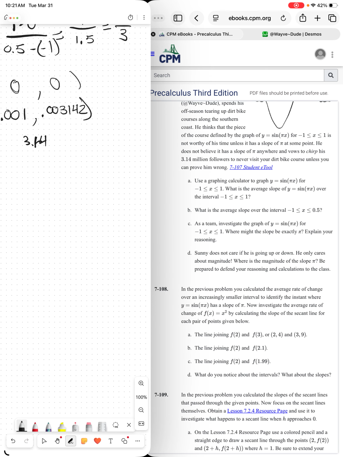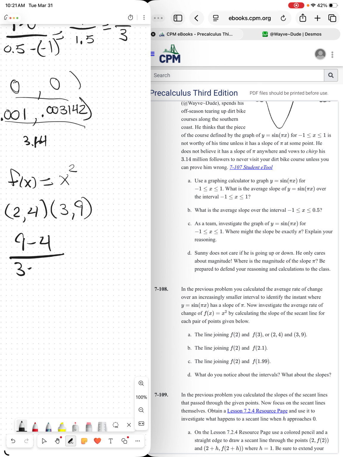Now let's look at 1.0.8. In the previous problem, we calculated average rate of change over a smaller interval. Now let's investigate average rate of change of f of x equals x squared by calculating slopes of secant lines. So we have 2, 4, and 3, 9. This would be 9 minus 4 over 3 minus 2, or 5 over 1. So we have a slope of 5.